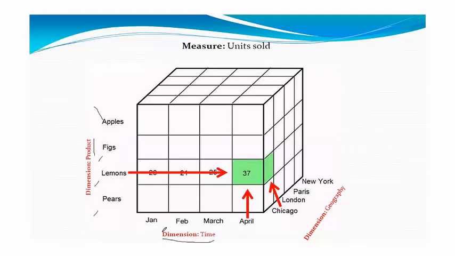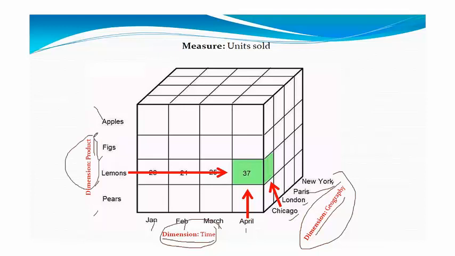What is the dimension? Time. We have January, February, March, April. And this is another dimension. What is this? Geography, location. Chicago, London, Paris, New York. So this is dimension 1, this is dimension 2, and this is dimension 3. Definitely all the dimensions will meet at one particular place. See, lemons, this is the common point.